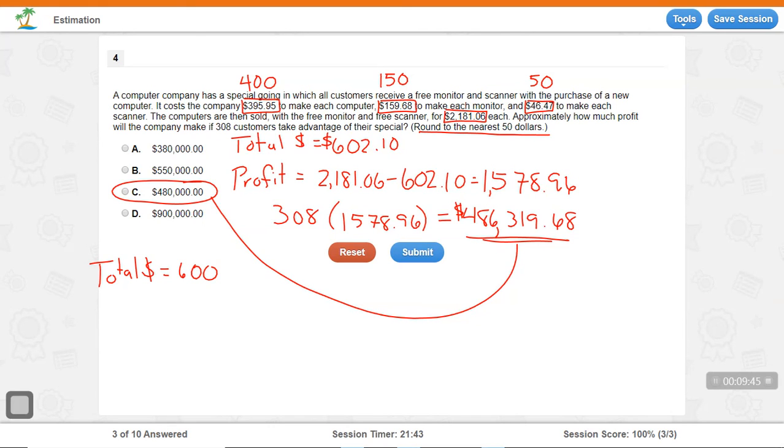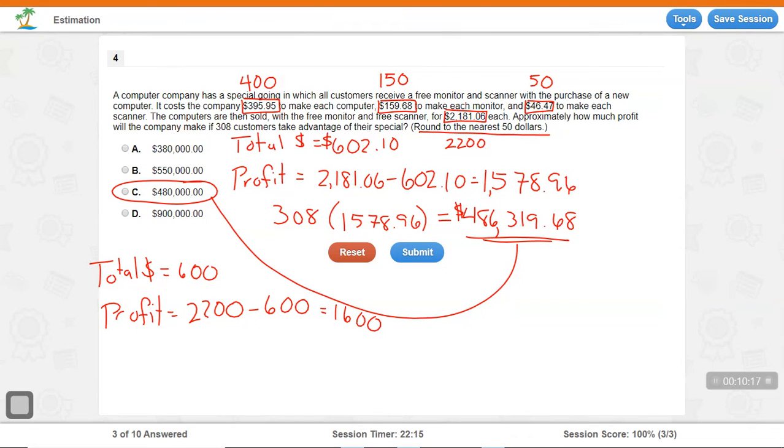Now that's something you could do in your head. 50 plus 150 is 200 plus 400 is 600. You've got it. All right. Now this value of 2,180, that would round to 2,200, because 181 is closer to 200 than it is to 150. That means that we would have to take, for our profit, that 2,200 and subtract the 600 from it. And when you do that, you find that you have a profit of 1,600.